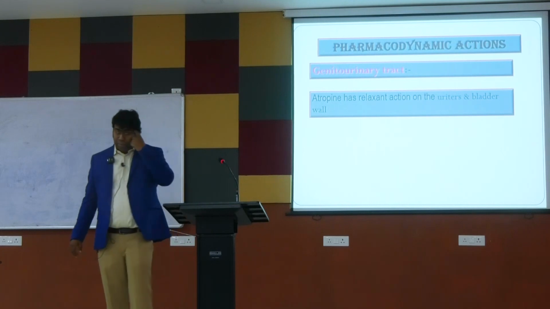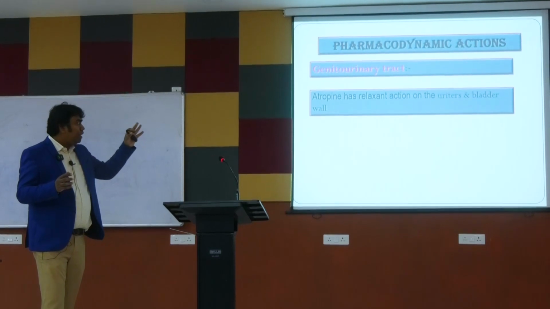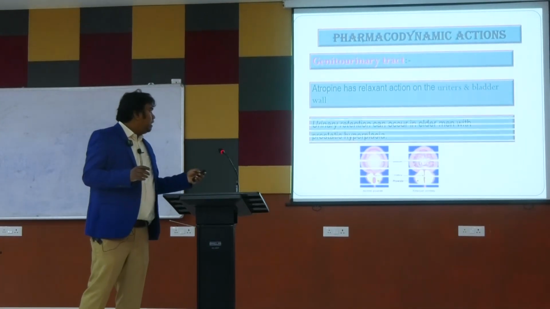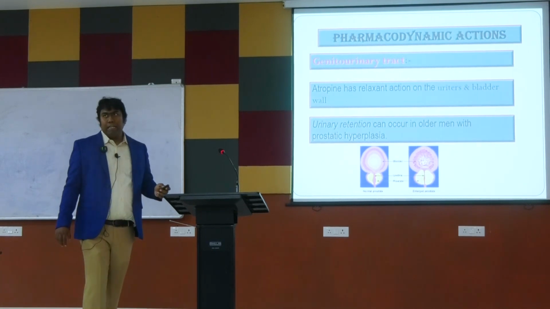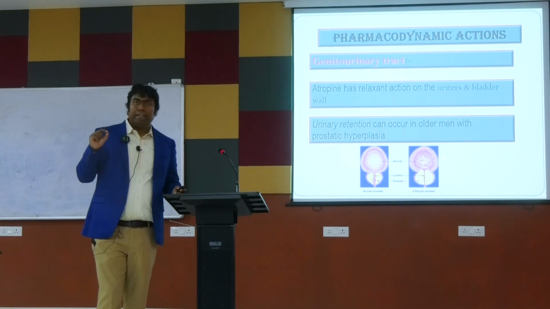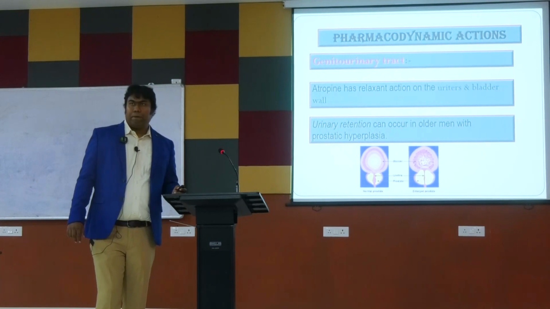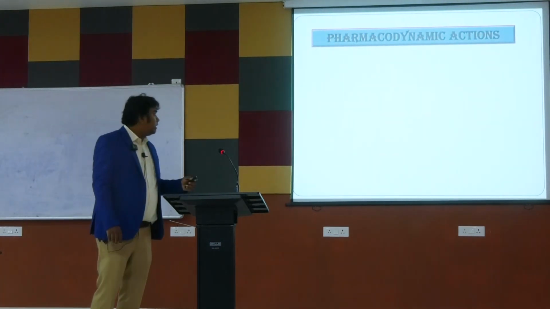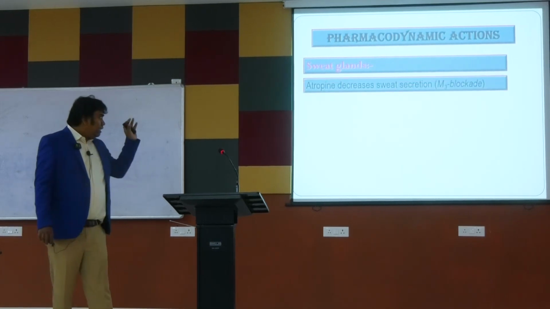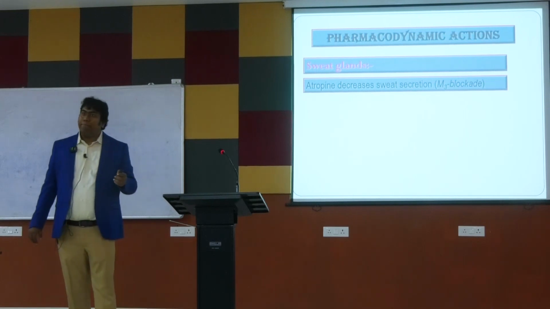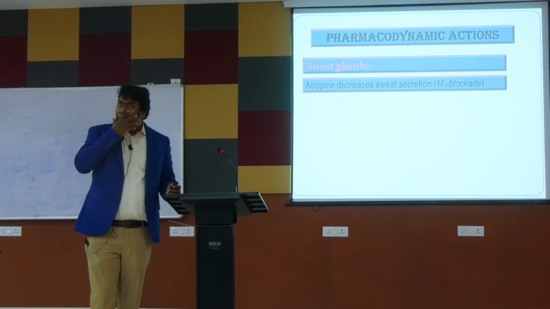Genitourinary, what will happen? There will be retention of urine. How? Relaxation of the bladder wall leads to urinary retention, especially in elderly male patients who have benign prostatic hyperplasia or hypertrophy. Sweat glands, what will happen? Decreased sweat secretion through M3. So which gland is mediated through M1?